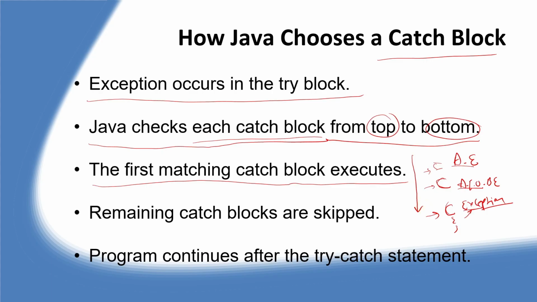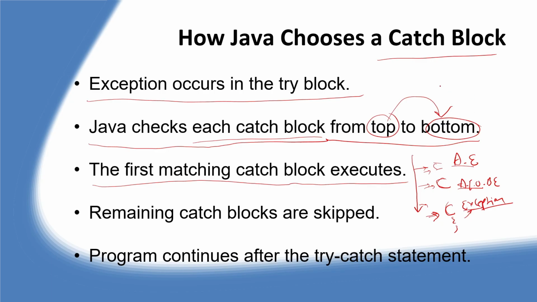So Java will start finding the matching catch block from the top, then go down to the bottom. So from top to bottom, Java will try to find the matching catch block. So this is arithmetic exception, that is array index out of bound exception, and this is the parent class of exception. So if execution occurs and Java looks for a matching catch block, this catch block will definitely execute.